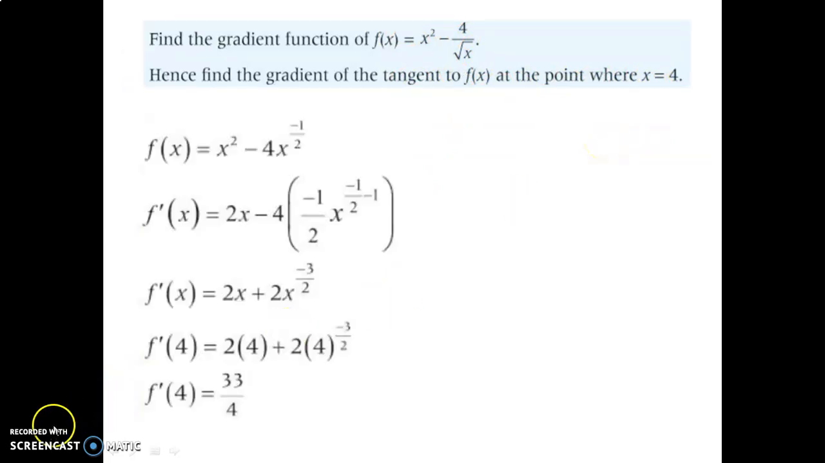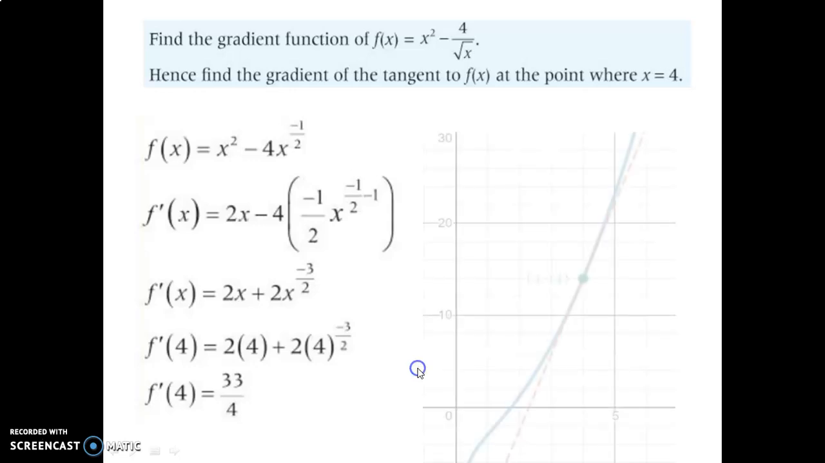Okay, check your work here. By the power rule, we got this derivative. So check your work carefully. Make sure you know how to use the power rule and deal with exponents and all that. There's a derivative. Then we put 4 into the derivative. It produces the value of 33 over 4. That tells us the slope at that location is 33 over 4.